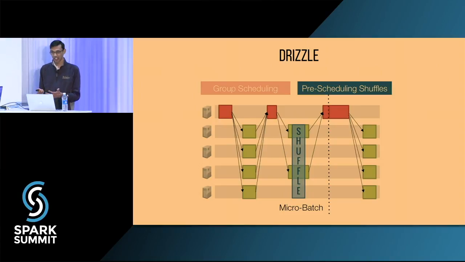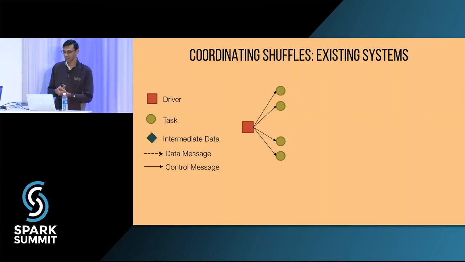So in order to address that, we use this technique called pre-scheduling shuffles. And the idea here is really simple. I'll first walk you through how the existing shuffle implementation in Spark works, and then show you how we can actually get the scheduler out of the way when we're doing these shuffles.